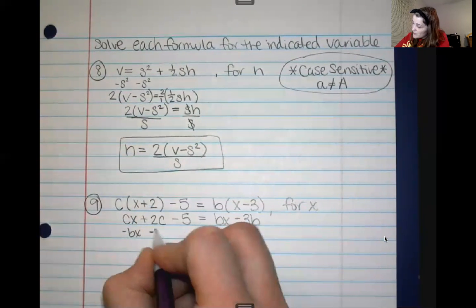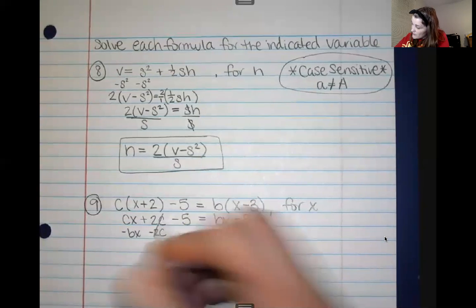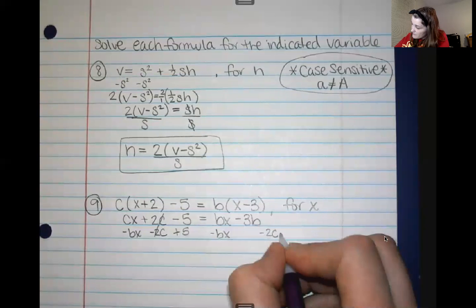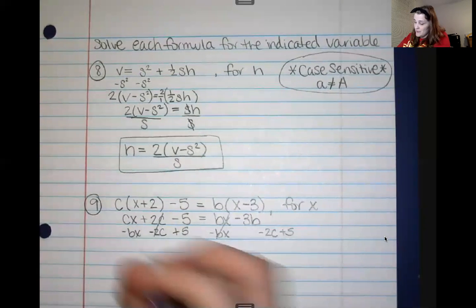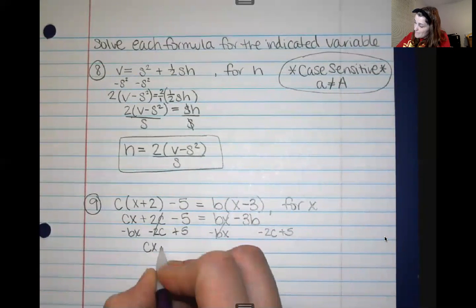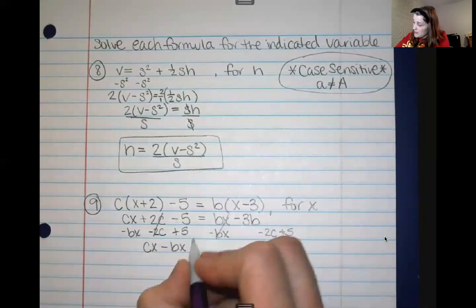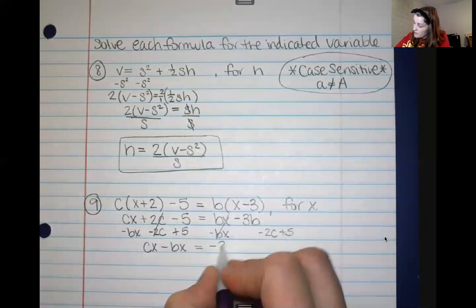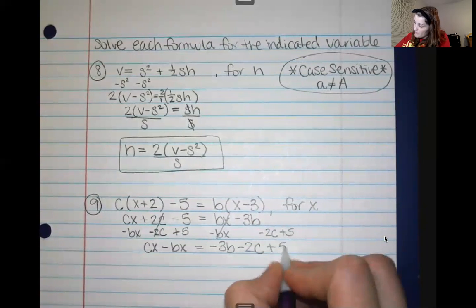I'm going to subtract 2C, I'm going to add 5. Nope, I didn't cancel that one out. So let's simplify what we have. So CX minus BX equals negative 3b minus 2c plus 5.